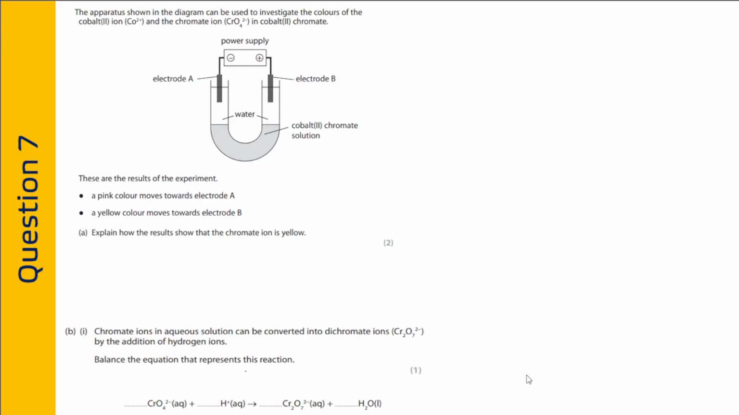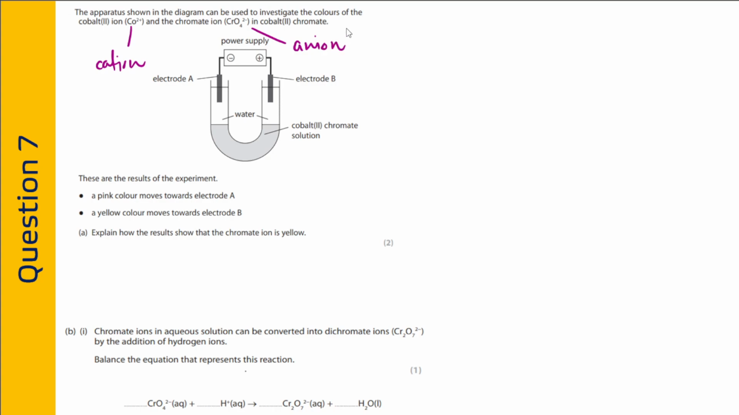Alright, so the apparatus shown in the diagram can be used to investigate the colors of cobalt. We're trying to investigate color, so that's your question here. Cobalt Co2+ and chromate CrO4 2-. This is our positive ion, the cation, and this is our negative ion, the anion.